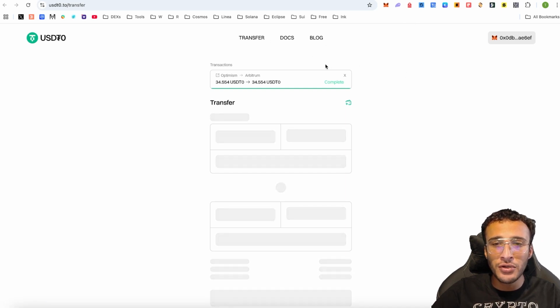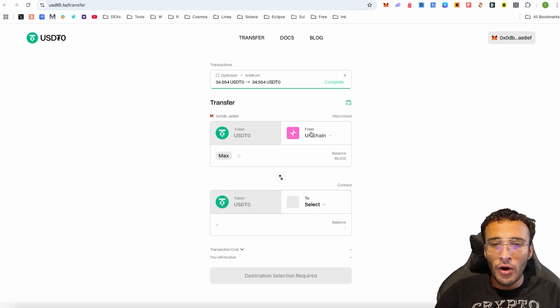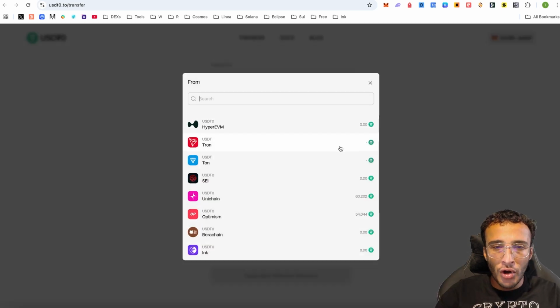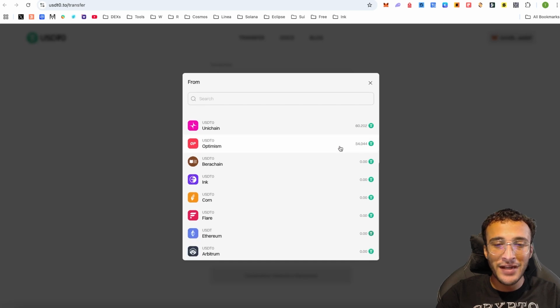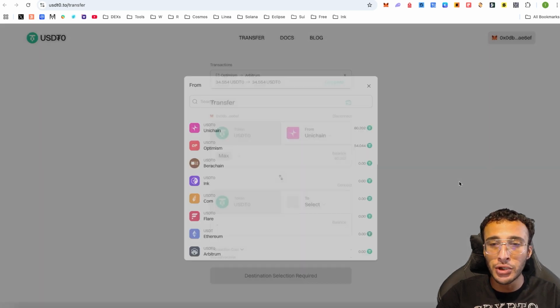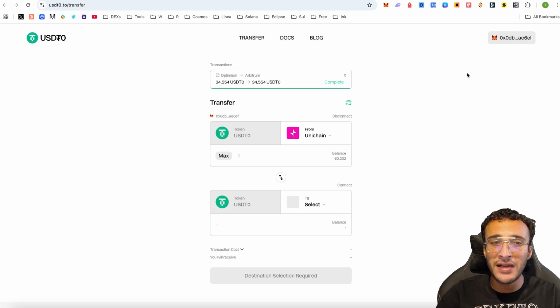However, guys, what you want to do is very simply get yourself USDT0 tokens, which are available on many different networks such as Tron, HyperEVM, Ton, Sei, Unichain, Optimism, Berachain, Ink, Corn, Flare, Ethereum, Arbitrum, and many more. Honestly, there are many networks which you can transfer USDT0 on, including Sonium and many others. So the first step is to very simply get yourself USDT0, if of course you want to complete this step.